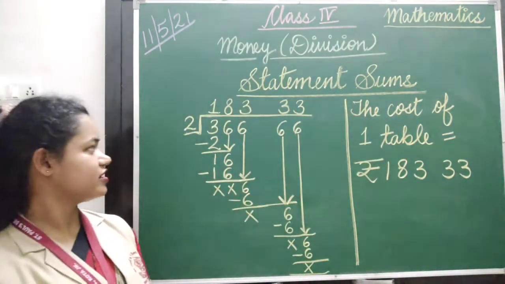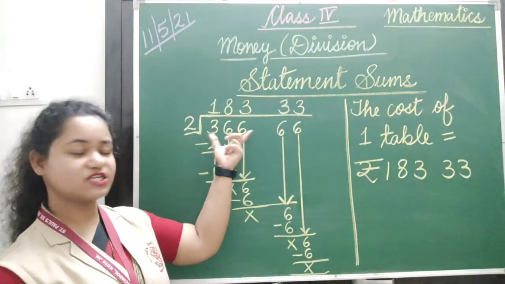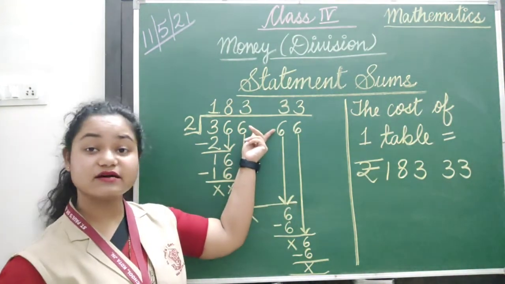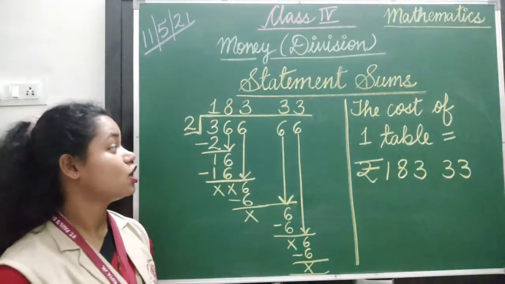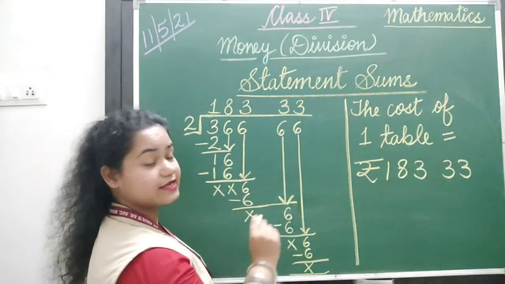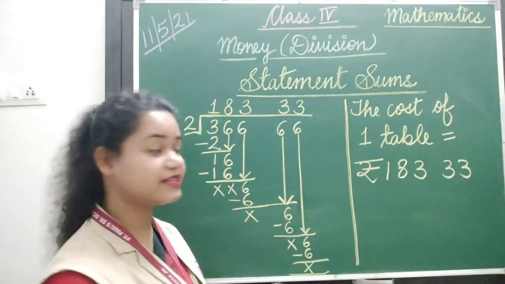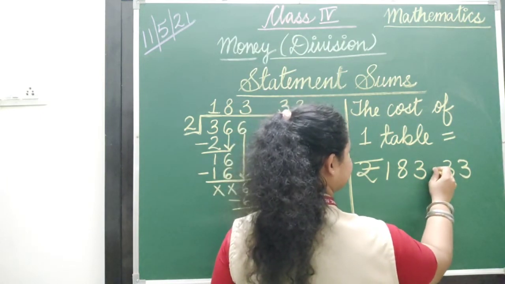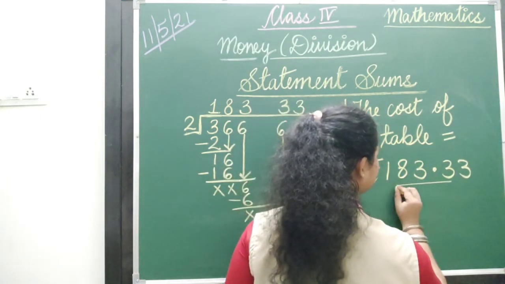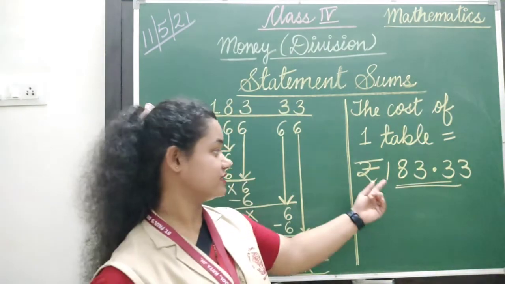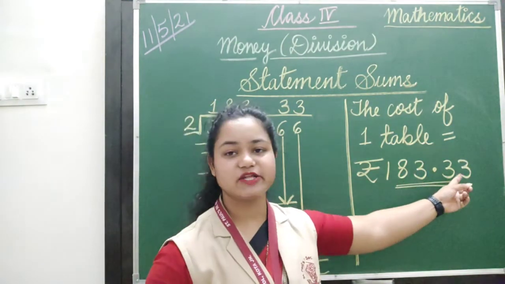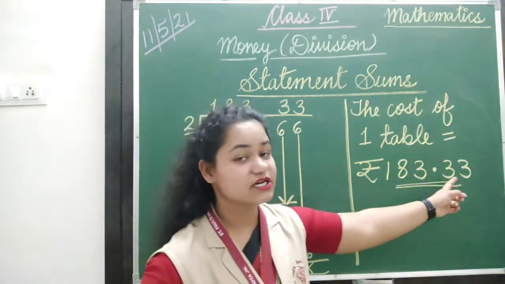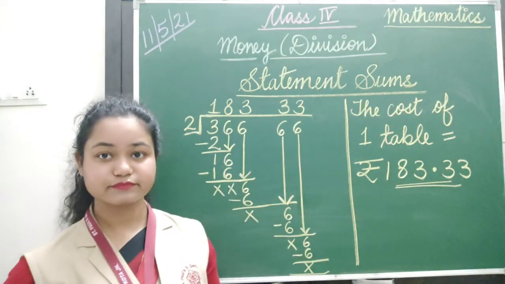Okay. Now here we can see the rupees part and the paisa part. Yes or no? The paisa part is differentiated by a space, isn't it? Yes. So how many digits are there in paisa? 1 and 2. 2 digits are there. Leave 2 digits from right hand side, 1 and 2, and then put the decimal. So your cost of one table is rupees 183.33 or 183 rupees 33 paisa. Understood? Copy this down.